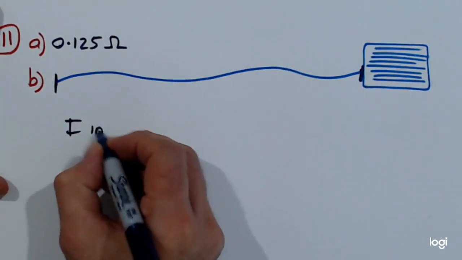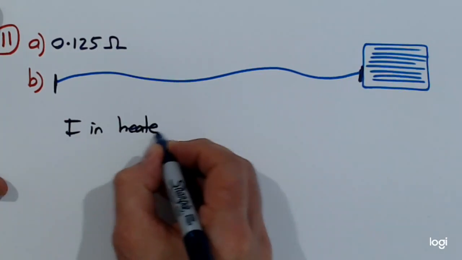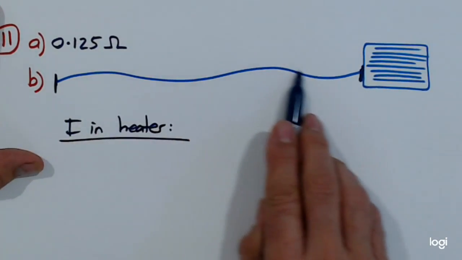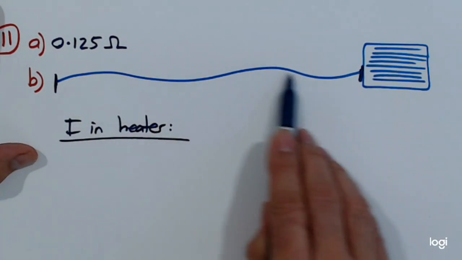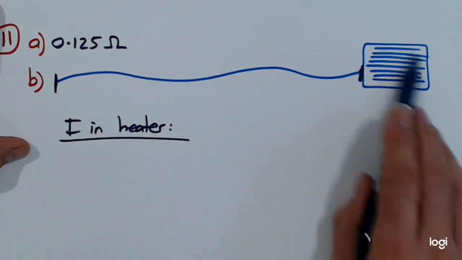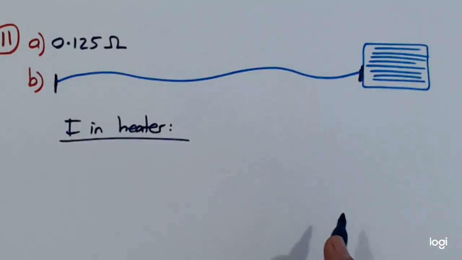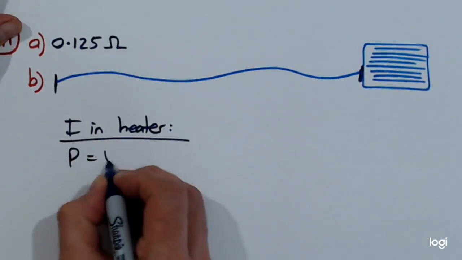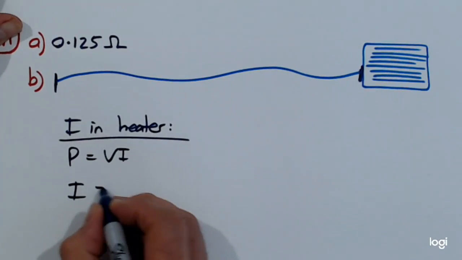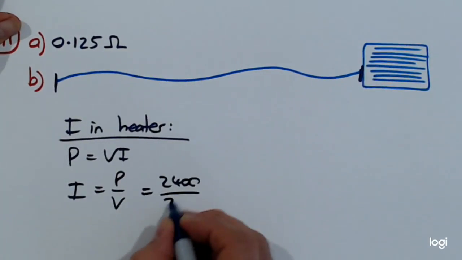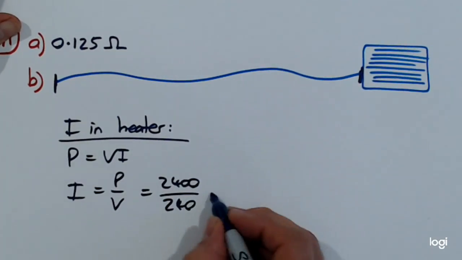Oh yeah, the current in the heater. And because this is all in series, whatever goes through the cord goes into the heater. The current that's going through the heater is the current that's going through the cord. That's why this is going to be relevant for us. All right. So power is VI. I is P divided by V. 2400 divided by 240 volts. That's the bit you didn't know. 10 amps.